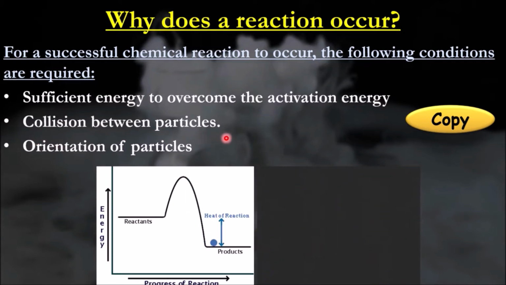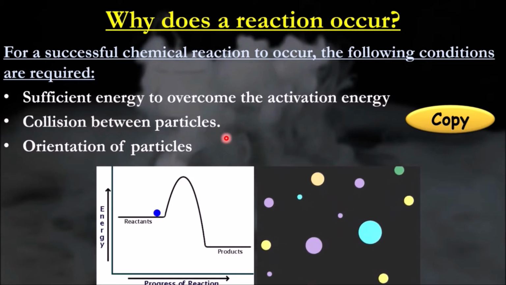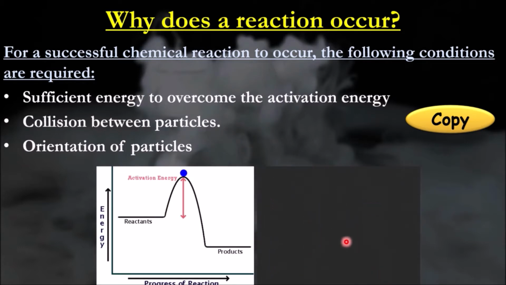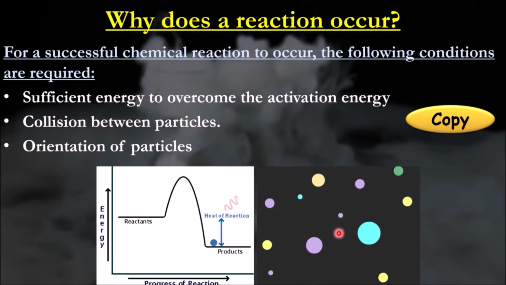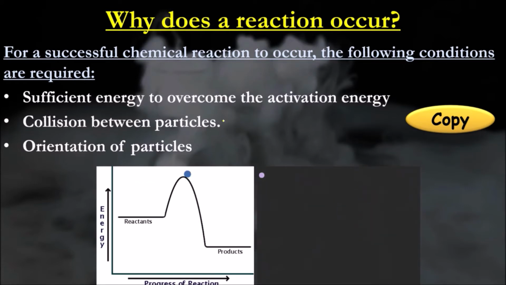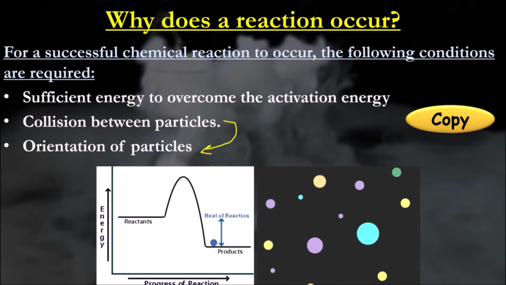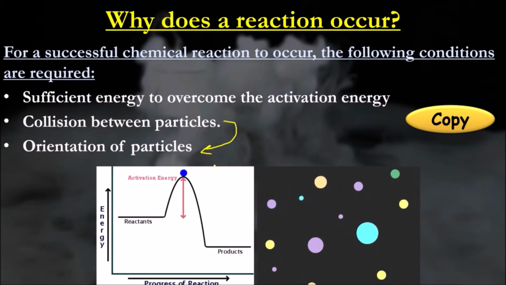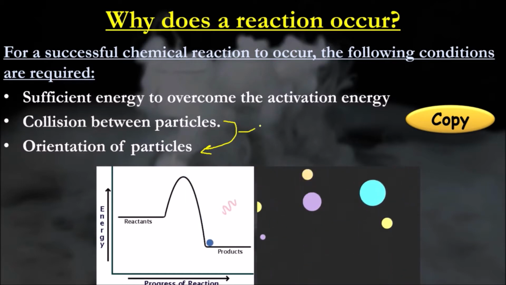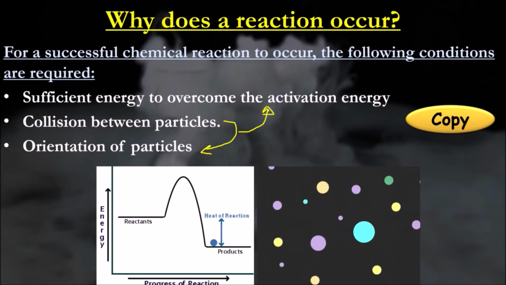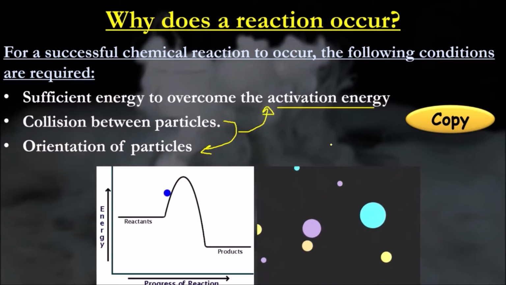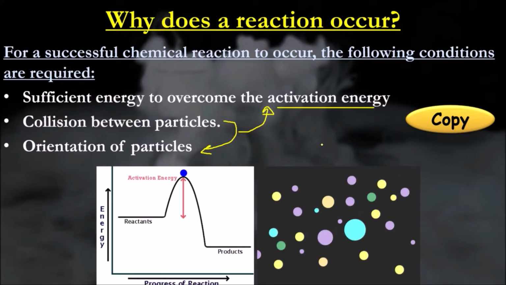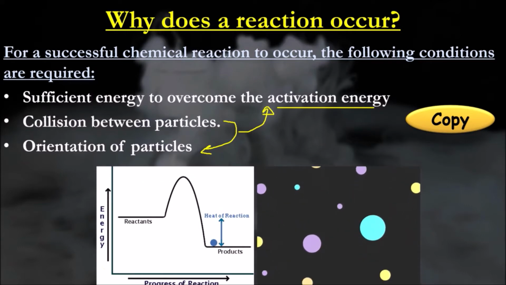Particles need to collide. So the idea is, in order for a chemical reaction to occur, things need to smash into each other. The other part is, when they do collide, they must be orientated in the right position. They can collide, but if they're not in the correct position, you won't get a reaction. And when they collide, they must have enough energy to overcome the activation energy. If they can't do that, then it's not a successful chemical reaction.